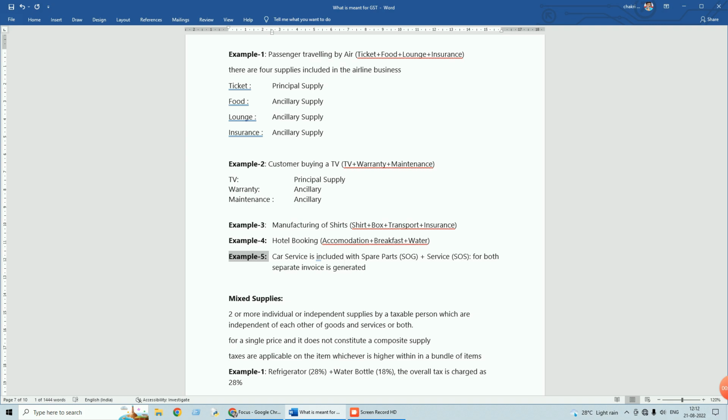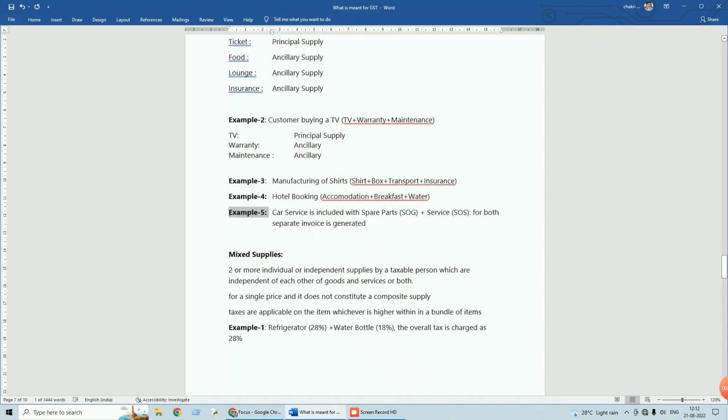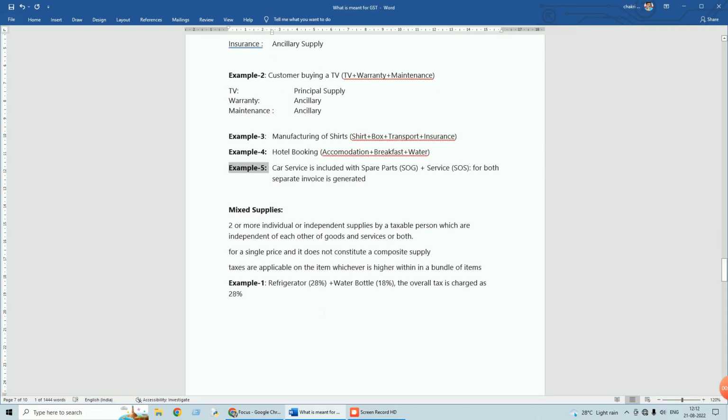Okay, service we can take as an ancillary thing, and spare parts we can take as the principal item. Other than this, there are mixed supplies in the composite scheme. What is this mixed supplies? Again here a small thing I will tell you. In mixed supplies, there are 2 or more individual items or supplies made by a taxable person, which are independent of each other, goods and services or both, for a single price, and it does not constitute a composite supply.